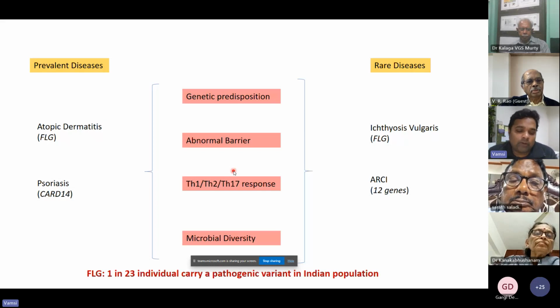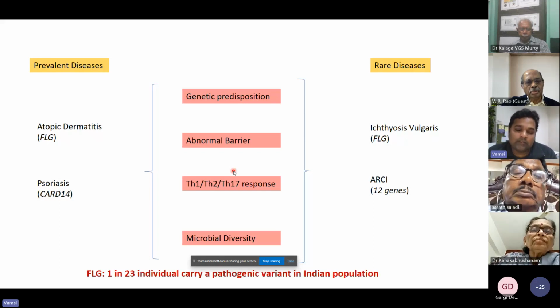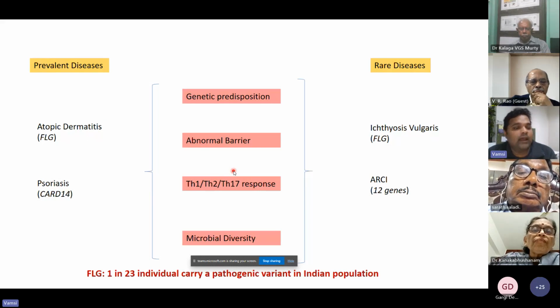So why is filaggrin more important? Because as compared to collagen 7 and TGM1, many patients carry filaggrin pathogenic variants, and a lot of these patients are found in atopic dermatitis.